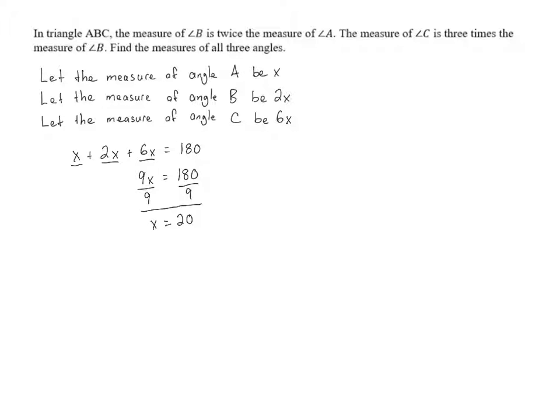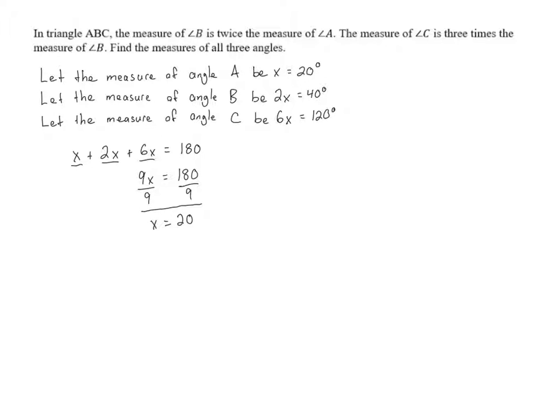Going back up to our let statements, the measure of angle A was x, so that's going to be 20. And we're measuring in degrees, so that's 20 degrees. The measure of angle B is twice that much, 2x. 2 times 20 is 40 degrees. And the measure of angle C is 6x. Well, if x is 20, 6 times 20 ends up being 120 degrees.